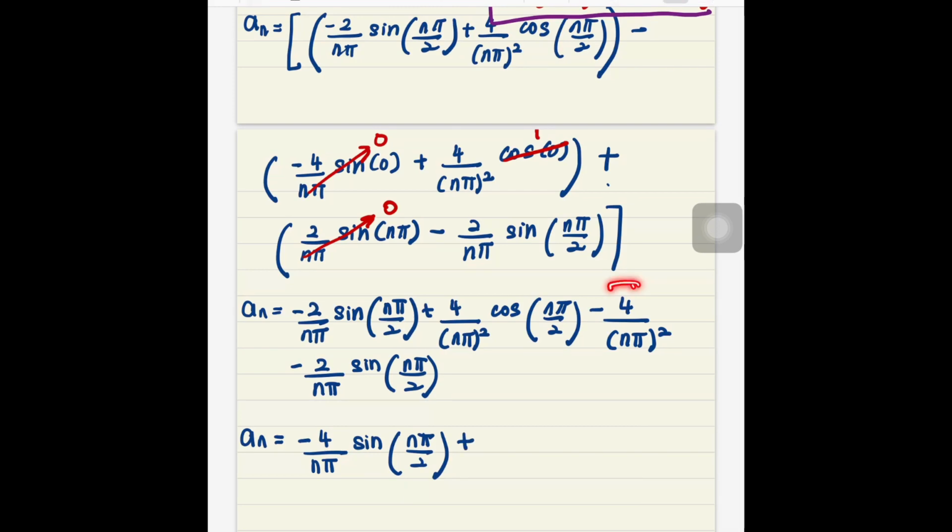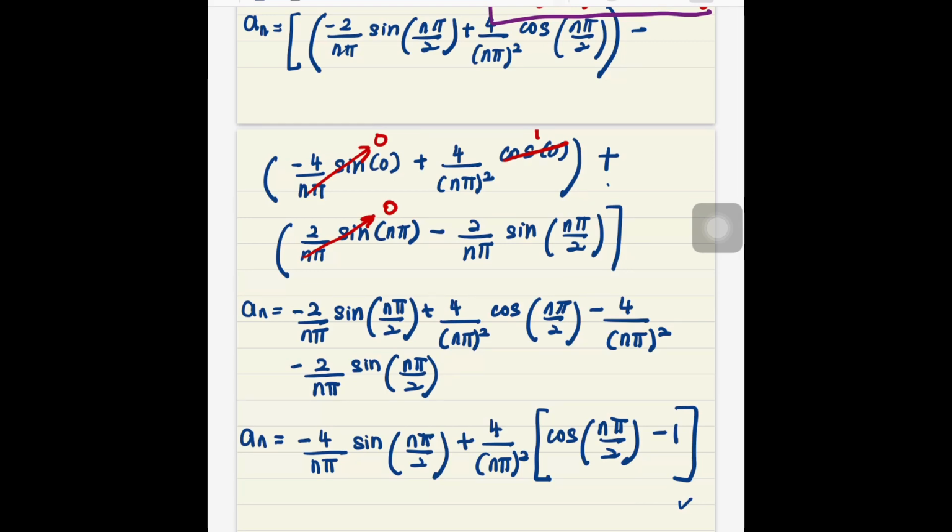plus, so as you can see here, this is 4 over n pi the whole thing squared, and this one is also 4 over n pi the whole thing squared. So I can factorize it. So I will have 4 over n pi the whole thing squared. So we will have cos n pi over 2 minus 1. Okay, so therefore this is your an. Okay, don't worry if you have a long equation for your last answer. It's possible to have that.